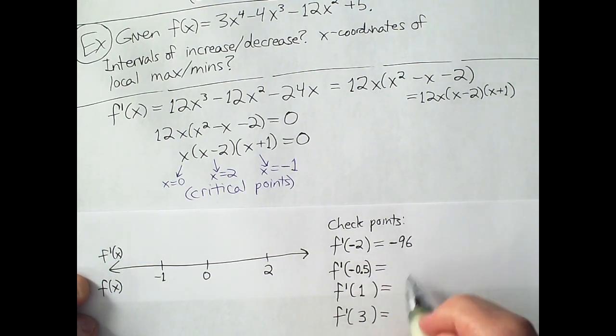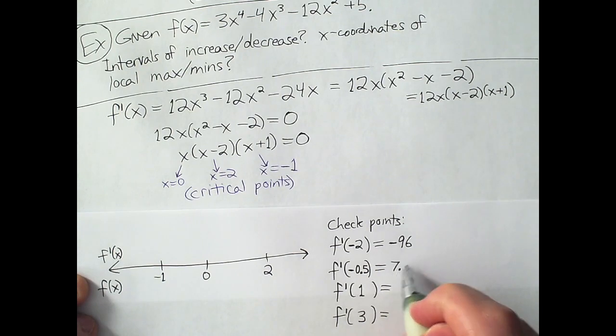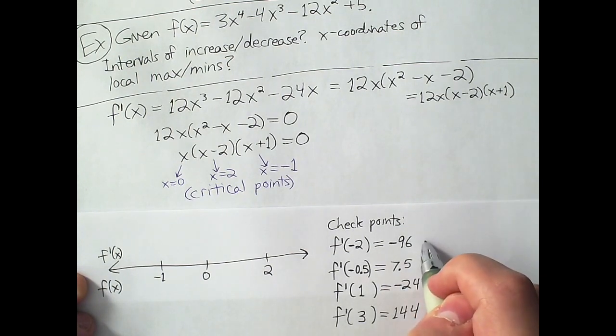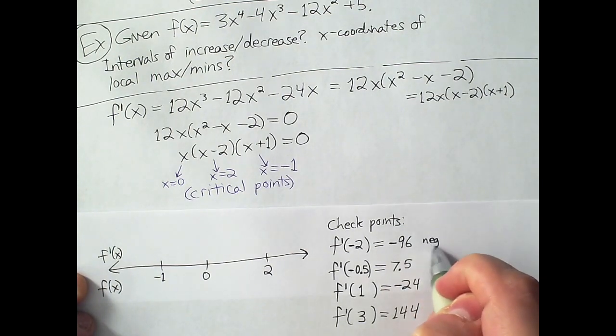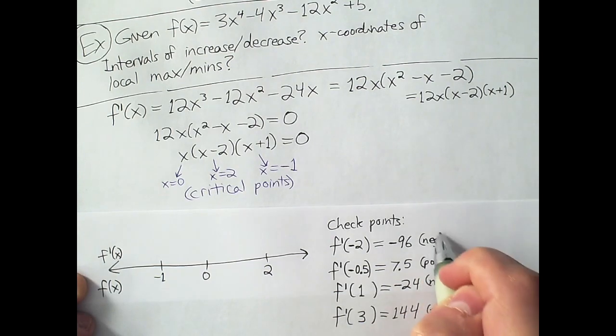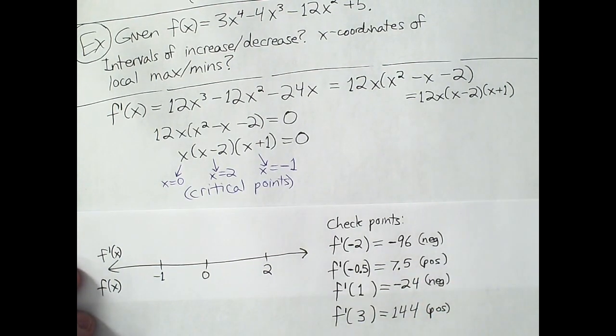I'm skipping a little bit of the middle arithmetic, but I got negative 96, 7.5, negative 24, and 144. And what I really care about is I got negative, positive, negative, positive. Does it matter that this was 7.5 and this was 144? All that really matters is the sign. It goes negative, positive, negative, positive.